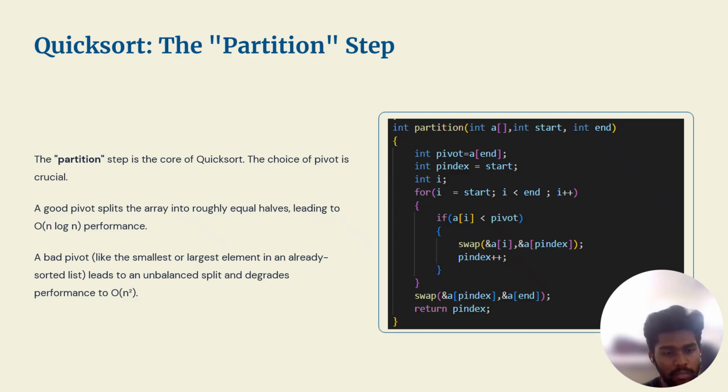Whenever we find an element smaller than the pivot, we swap it with the element at pIndex and increment the pIndex value. After the loop, we place the pivot at its correct sorted position, like swap A[pIndex] and A[end]. The pivot is now in its final position, elements to its left are smaller, and elements to its right are larger. We return pIndex, which becomes the boundary of our next recursive calls.